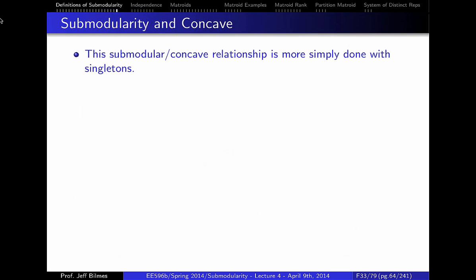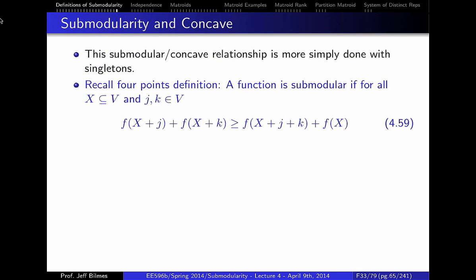Now, there's a little bit simpler way that you can associate submodularity and concavity, which is by using the 4 points or the singleton definition. So here's again the 4 points definition of submodularity. It basically only requires x and a j and a k. And I think we need to do, this is v except for x, right?